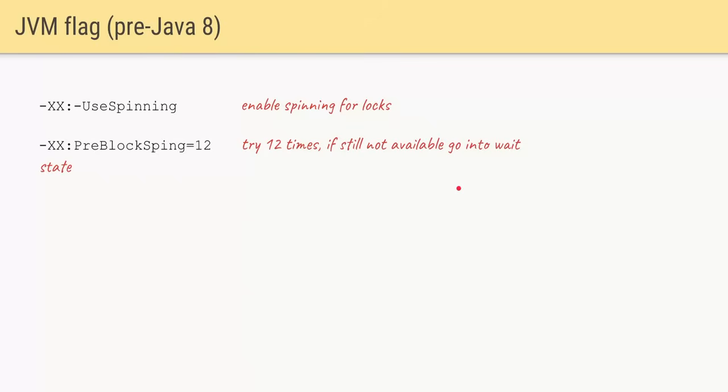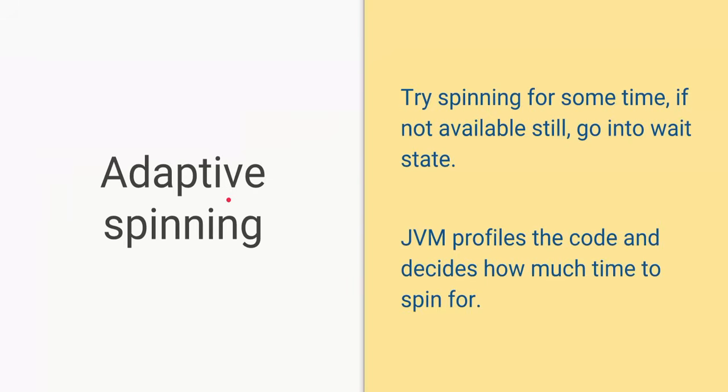Before Java 8, specifically I think in Java 6, we had these JVM flags or options which allowed us to use this concept of spin locks. So we could say use spinning and we could apply a specific threshold. Here we are saying try 12 times to acquire the lock, but if after 12 times you are still not able to acquire it, then go into the wait state. And since it's not very predictable when the lock will be available, these flags are no longer available as part of Java 8. But internally, the JVM still uses it, and this concept is called adaptive spinning.